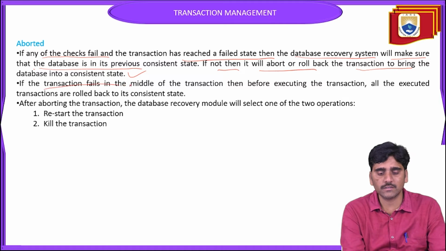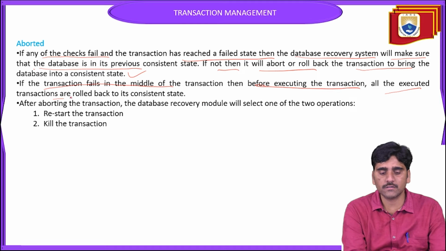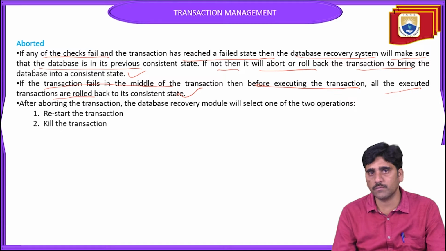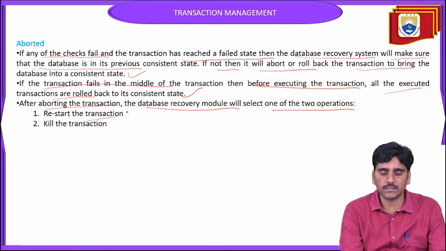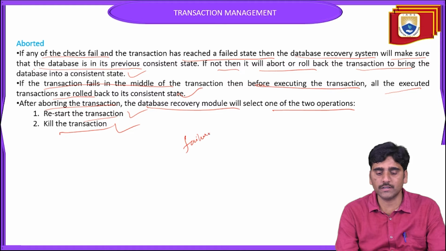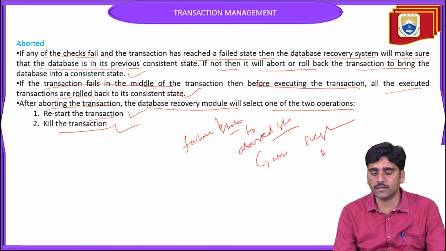So if the transaction fails in the middle, then all the previously executed operations are rolled back to the consistent state. After aborting the transaction, the database recovery module will select one of two operations. One is to restart the operation or kill the operation. Once the transaction has entered from the failed state to the aborted state, now the transaction has the eligibility to either restart the transaction or kill the transaction.